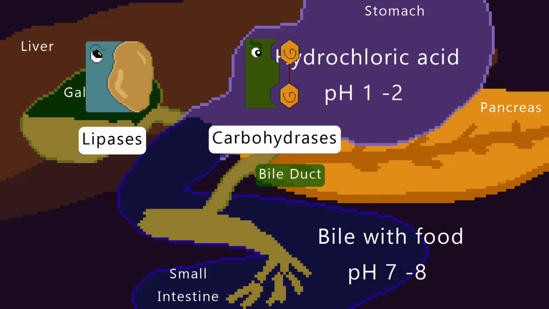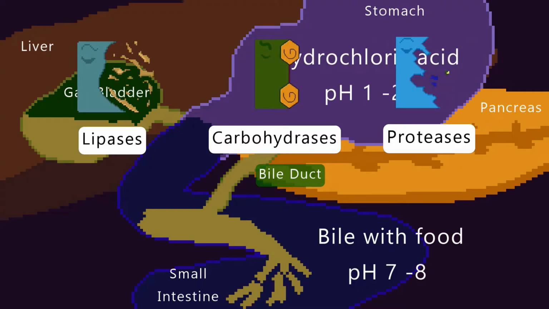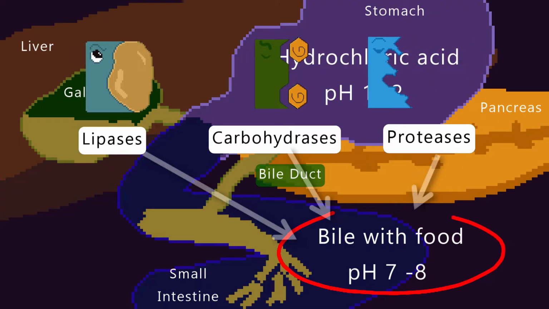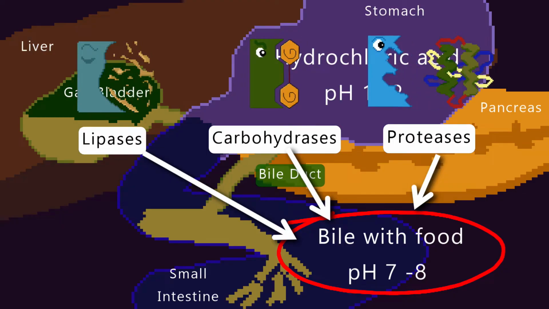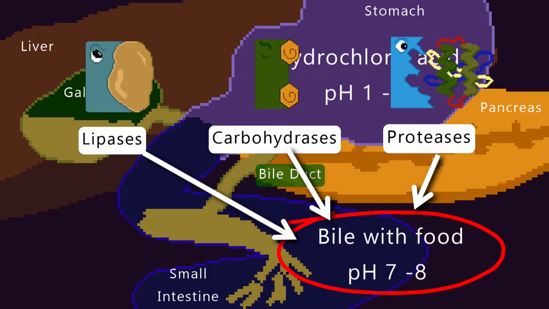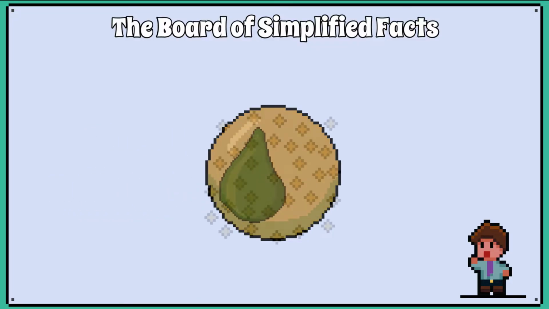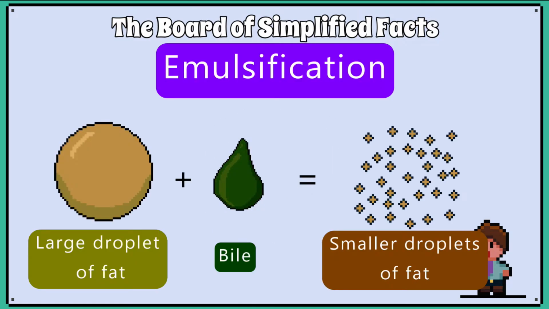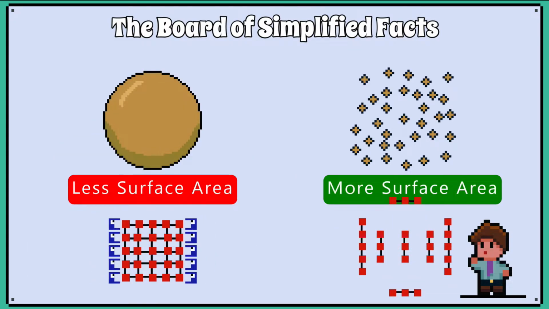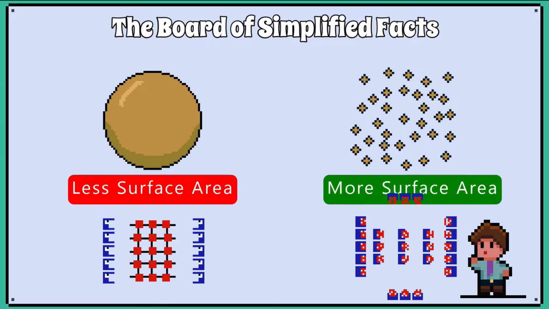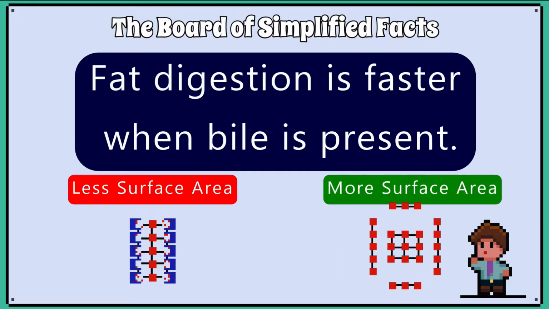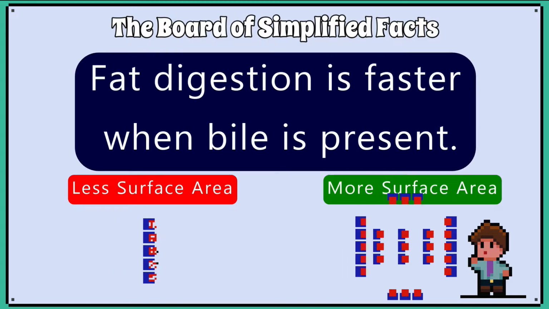Lipases, carbohydrases, and certain proteases have an optimum pH of 7 to 8, so the bile generates the favourable conditions in the small intestine. Bile also emulsifies fat. Emulsification describes how the bile emulsifies large droplets of fat into small droplets of fat. This increases the available surface area for lipase enzymic action. Fat digestion is faster when bile is present.